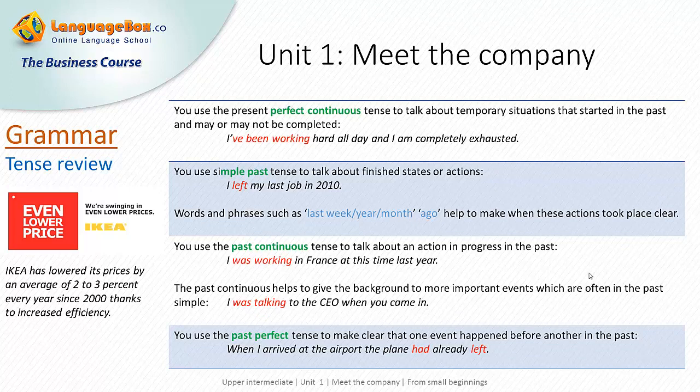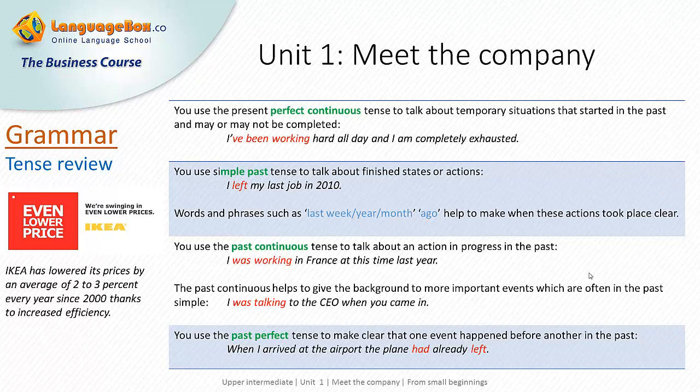And another one of our past tenses is the past perfect. And this brings us to our last tense, the past perfect tense, and this has got a very special function. This tense makes it clear that one event happened before another in the past.